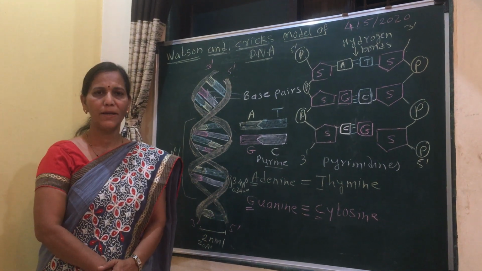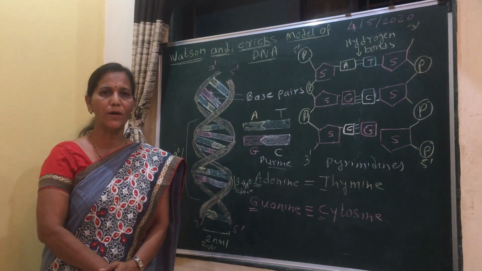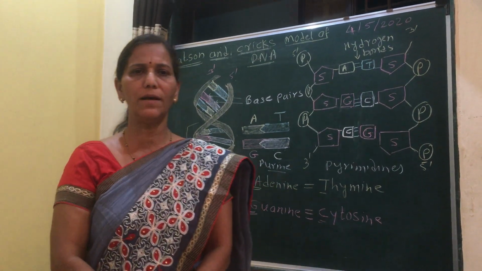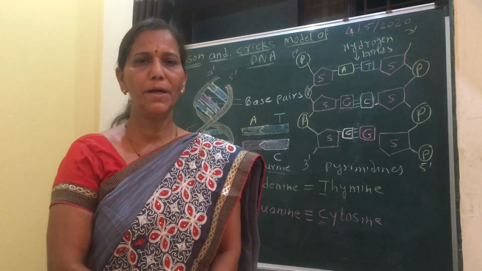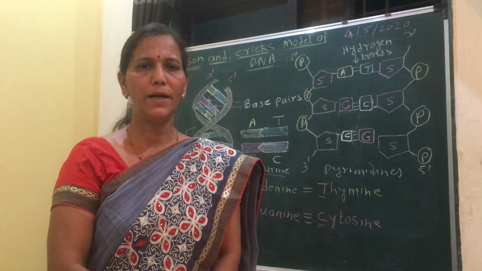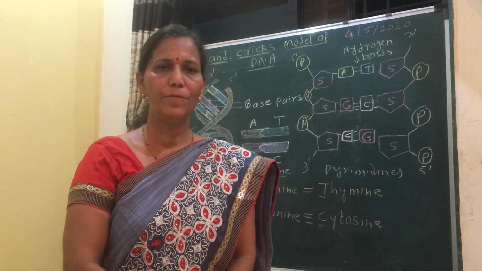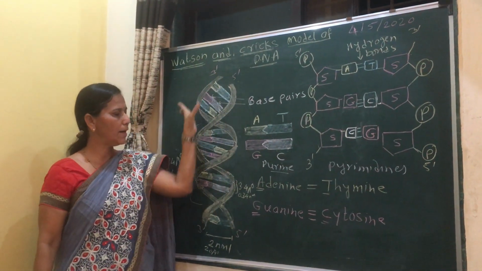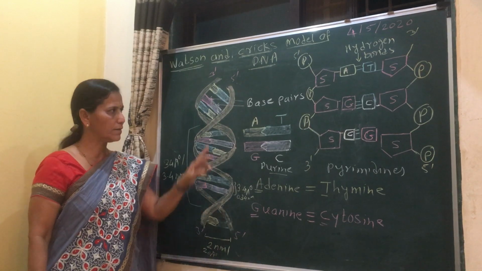Friends, my today's topic is Watson and Crick's model of DNA. Watson and Crick proposed this double helical model of DNA based on X-ray diffraction data produced by two scientists, Franklin and Wilkins. Here, this double helical model consists of two parts.